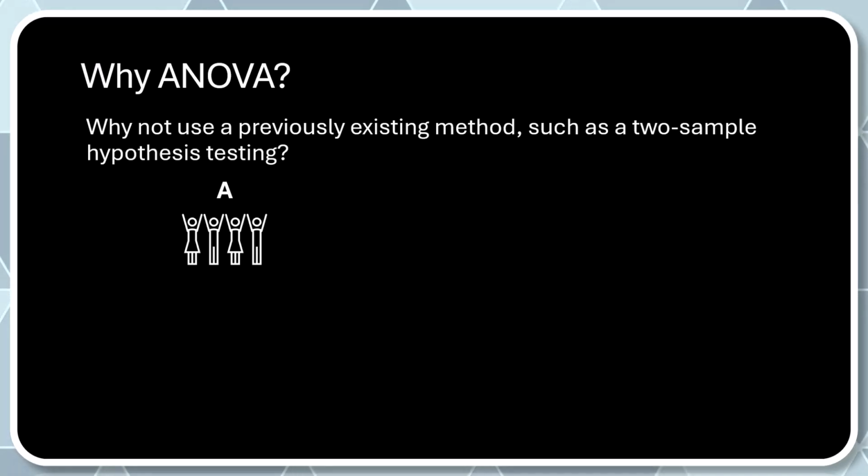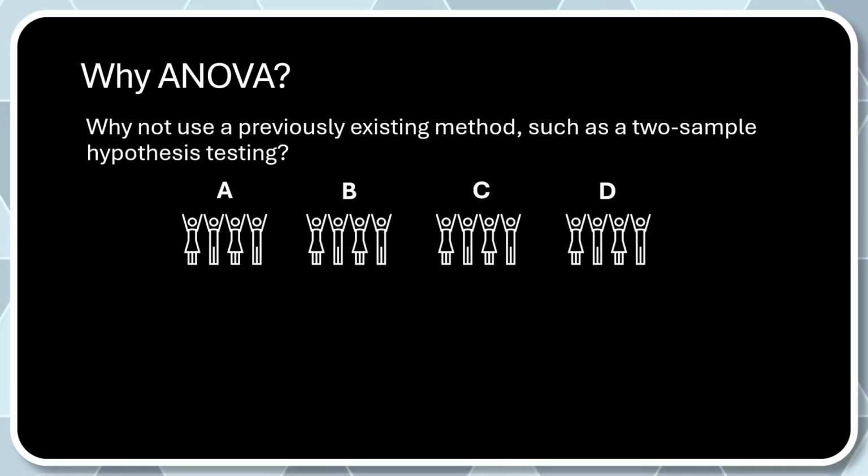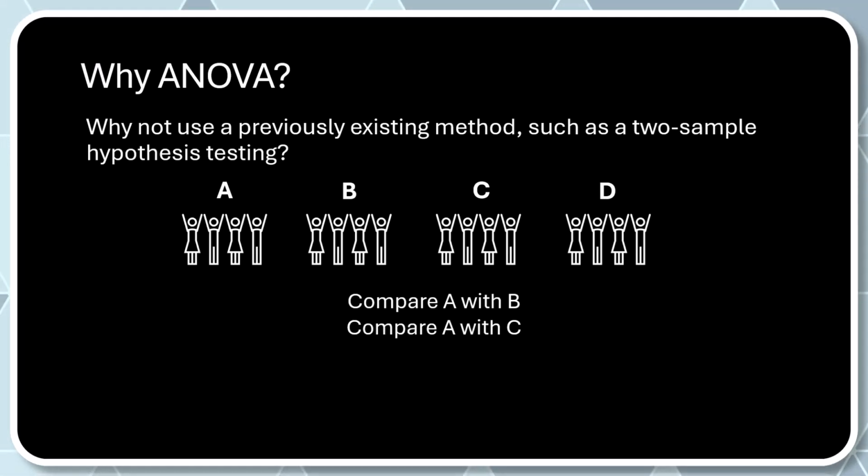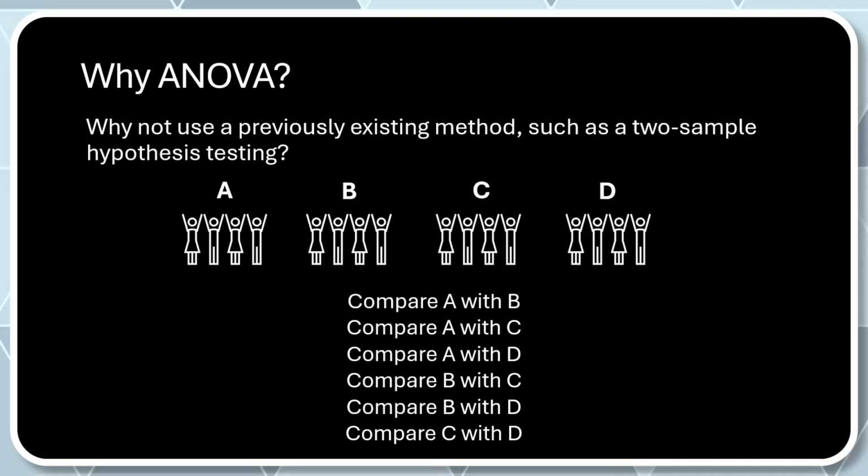Well, let's take the example of having 1, 2, 3, 4 different samples. And we want to know if these 4 samples could have come from the same population, or if at least one of them, probably, statistically speaking, came from a different population. Well, to answer that using a two-sample hypothesis testing, we'd have to first compare sample A with sample B. Then we'd have to compare sample A with sample C, then A with D, then B with C, then B with D, then C with D.